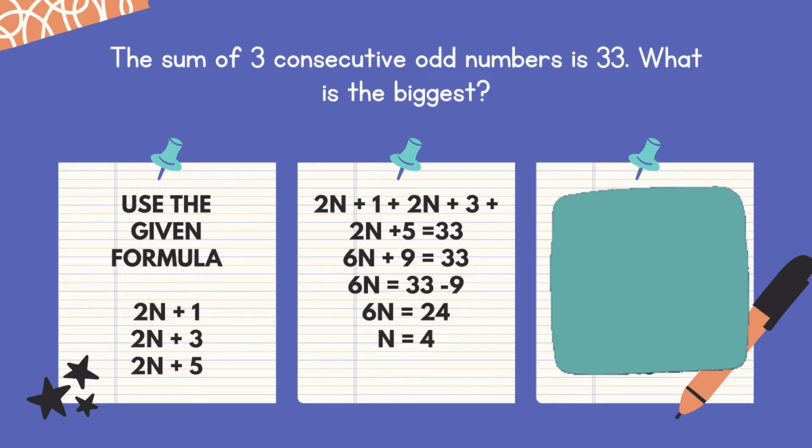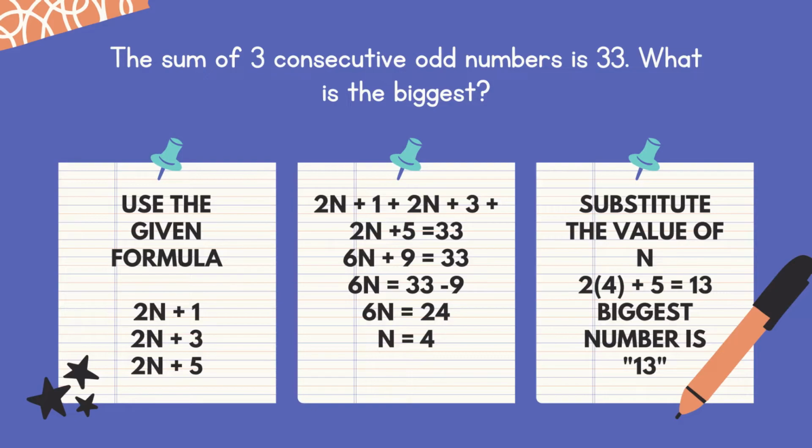Now, we will be substituting the value of n sa ating ginamit na formula since we're looking for the biggest number. So, we will be using the formula of 2n plus 5. Then, substitute all the n in 2n plus 5 to 4. So, that makes 4 times 2 plus 5 is equals to 13. Now, the biggest number is 13.